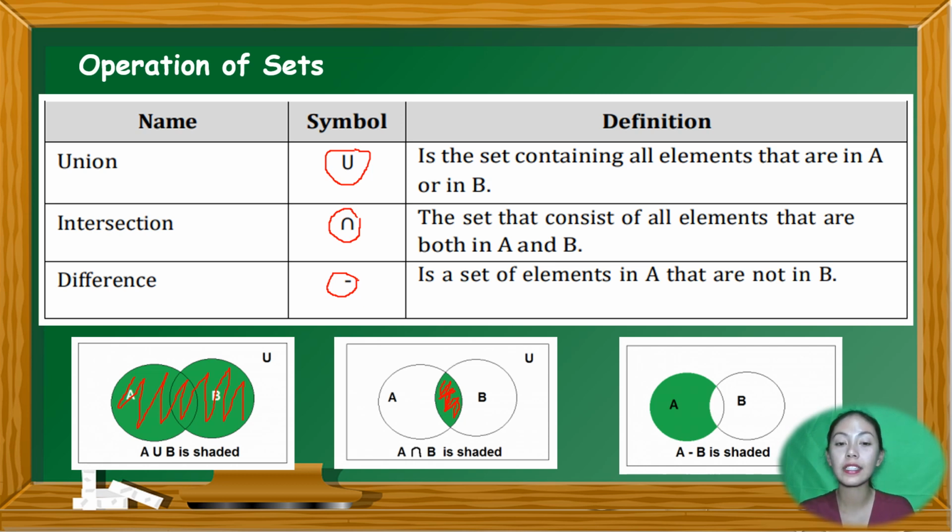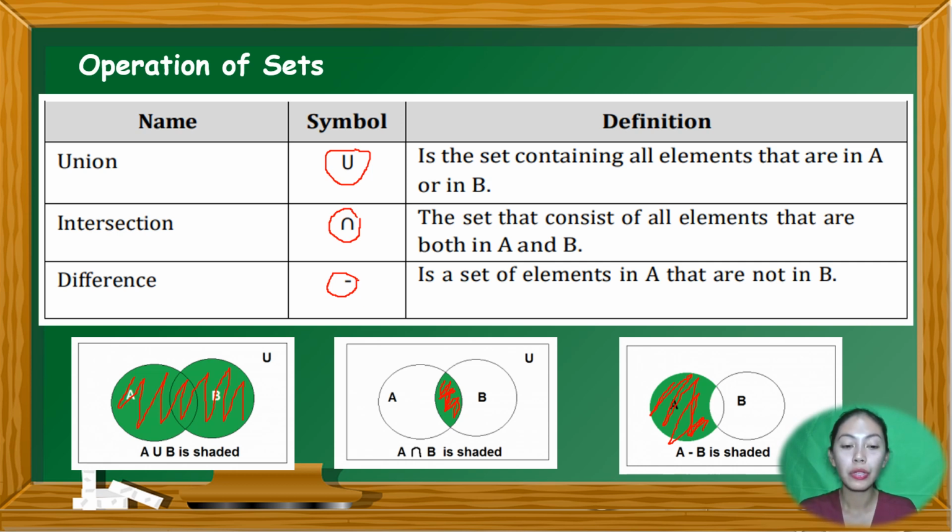So it is defined as the set of elements in A that are not in B. So only in A that are not in B if we will have the difference of A minus B. So if A minus B, only the shaded part here is this side, or this part only, no? So this is the difference of A minus B.